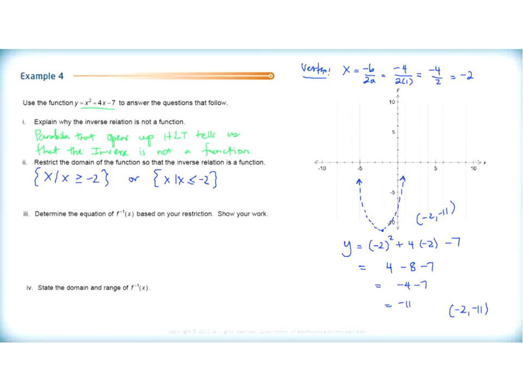Now, if I want to do that, it's much nicer for me to have the equation in vertex form. So I'm going to write y equals, the value of a here is 1. The value of a doesn't change, it's still 1. The vertex is x plus 2 here, because the vertex is negative 2 and negative 11. So there's the equation in vertex form. Let's switch x and y and solve for y.